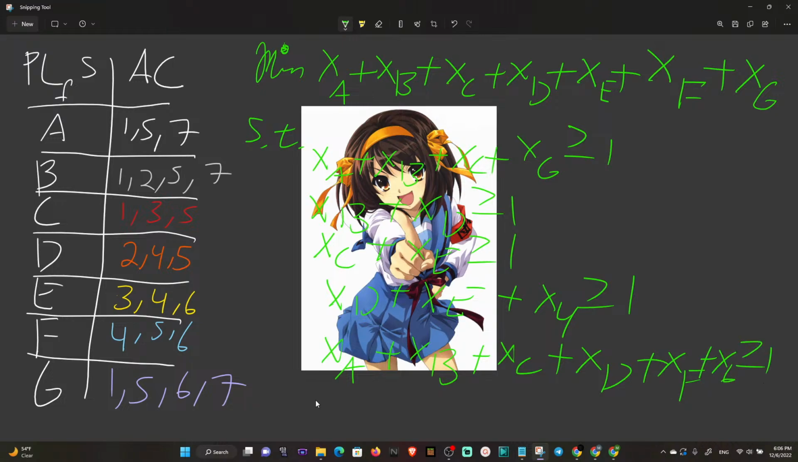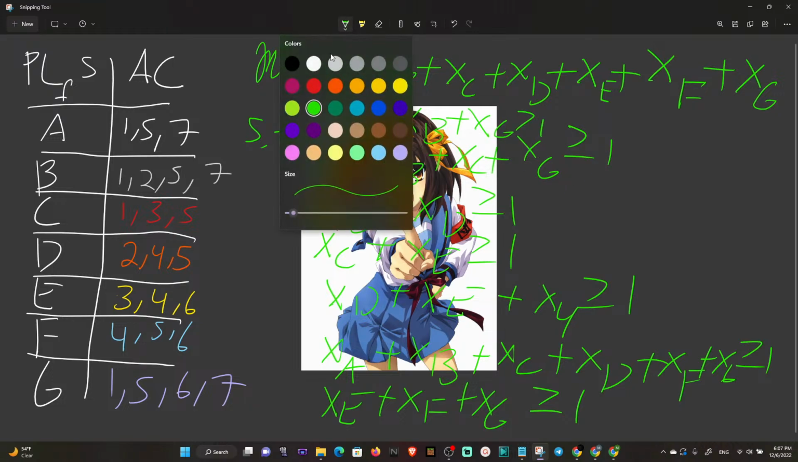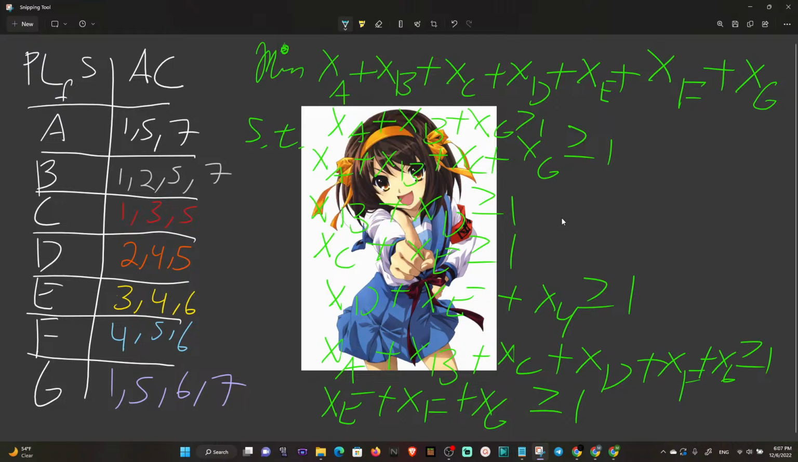or equal to 1. Then for area 6, it's going to be XE plus XF plus XG greater than or equal to 1. And then for area 7, it's going to be XA plus XB plus XG greater than or equal to 1. And then for our non-negativity constraints, I'll write them in teal.